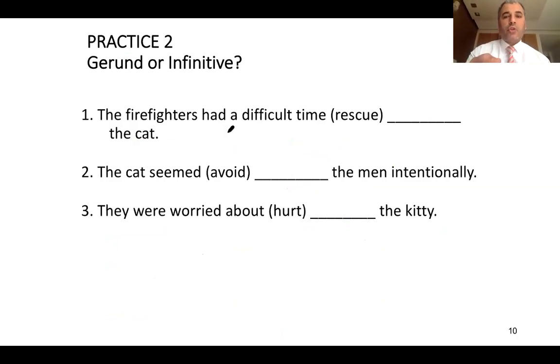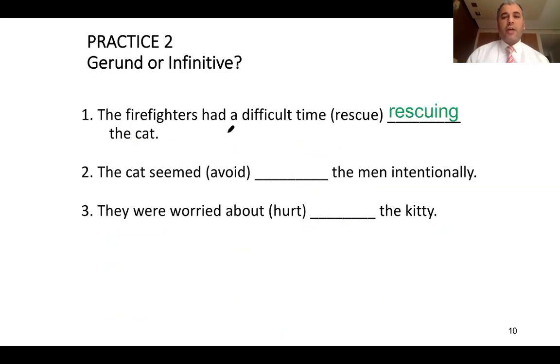So you either put a gerund after or you put an infinitive. You pause the video, take your time, do the answers, and then come back to get an idea about the correct answers. I suppose you have done it. Let's move to the answers.